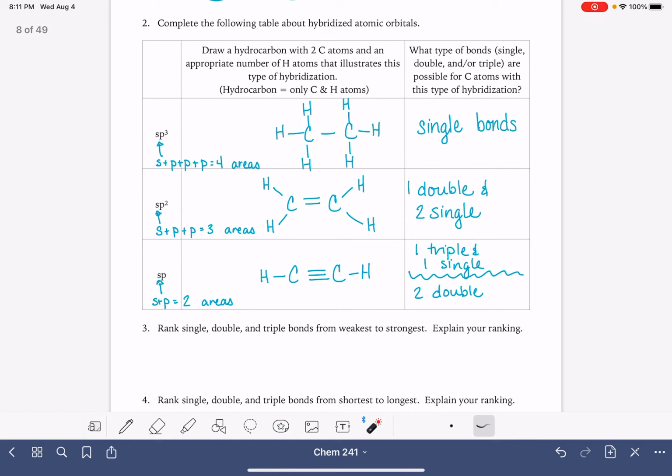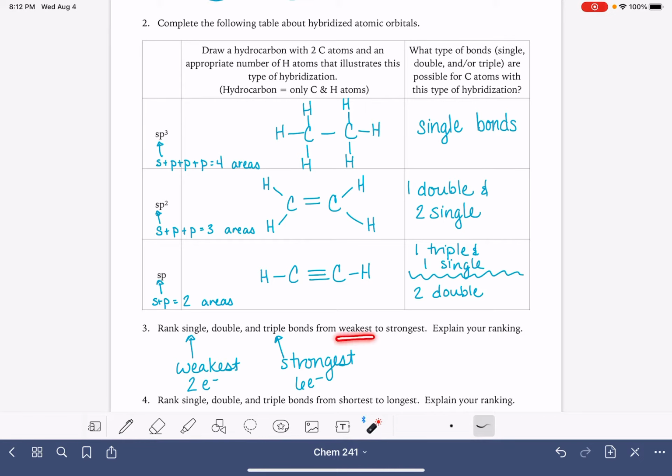Okay, now what we're going to do is rank bonds, single, double, triple, from weakest to strongest. The single bond is the weakest, and the triple bond is the strongest. For your explanation, typically what students will say has to do with the number of electrons in each of these bonds. The single bond has only 2 electrons in it, whereas the triple bond has 6 electrons in it.